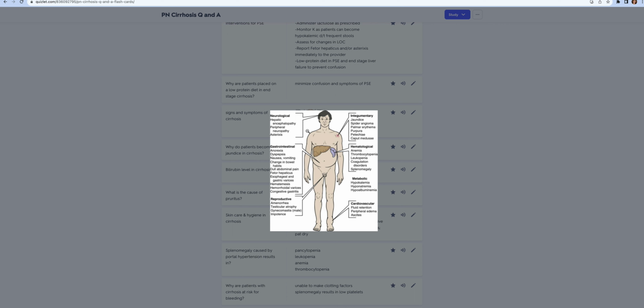Cardiovascular, they're going to have ascites, which is an abdomen full of fluid, so to speak. Okay, so what they would do with that is put the patient on a low sodium diet. They would be on diuretics, and you would have to monitor weight and measure their abdominal girth each day, or each shift, I should say. Daily weights is another thing you would do. For GI, I talked about the esophageal and gastric varices. And then reproductively, they are going to have problems with reproduction.